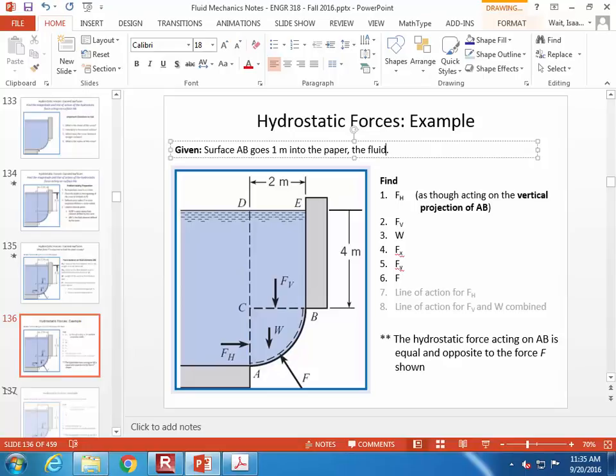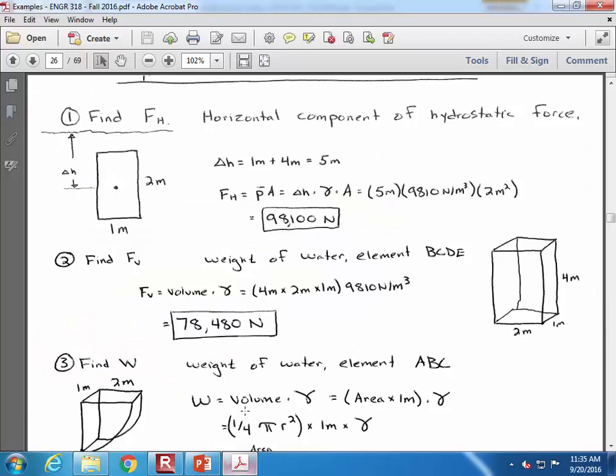All right, so the answers you get are going to be slightly different than what I show you on screen because of the difference in unit weight. But for now, it's the procedure that we really need to nail down.